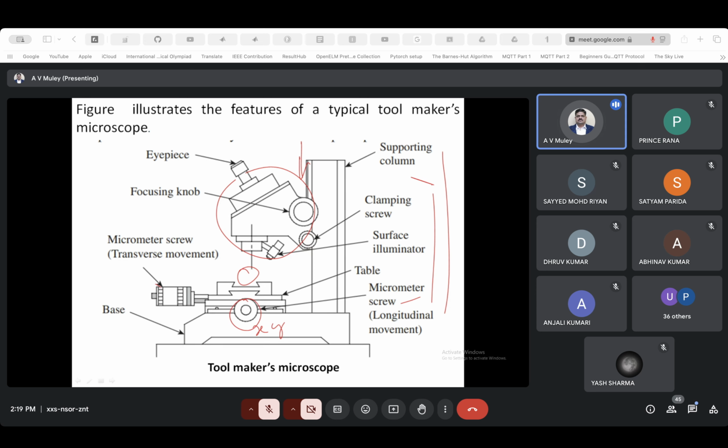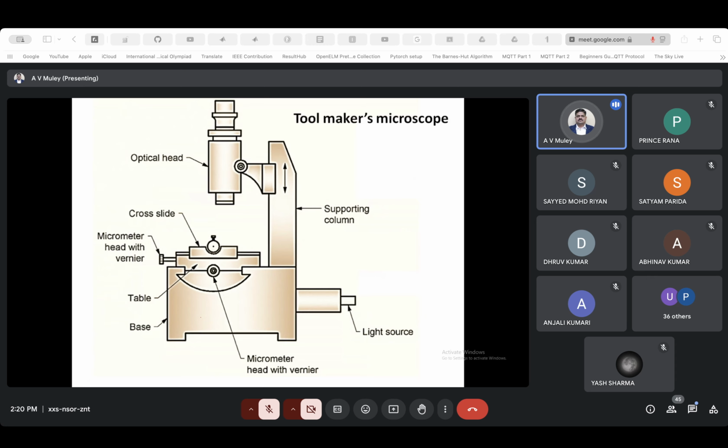At this level you have the micrometer for the transverse movement, this is for the longitudinal movement, and this is the focusing knob. So we can focus on that particular place. This is the eyepiece. This is, for example, the base where it is mounted. So usually it is mounted on a flat surface. You can just consider the surface plate, basically for the purpose of avoiding any deviation in terms of flatness and straightness.